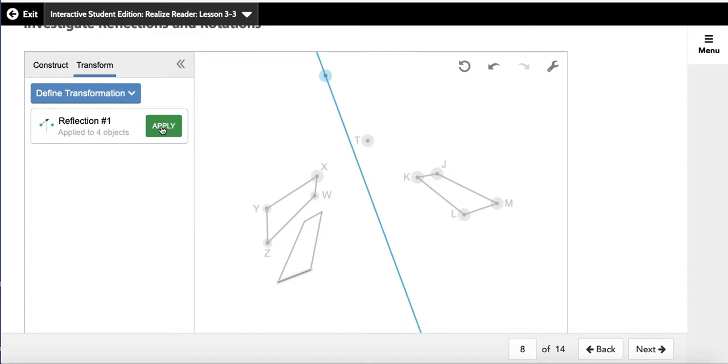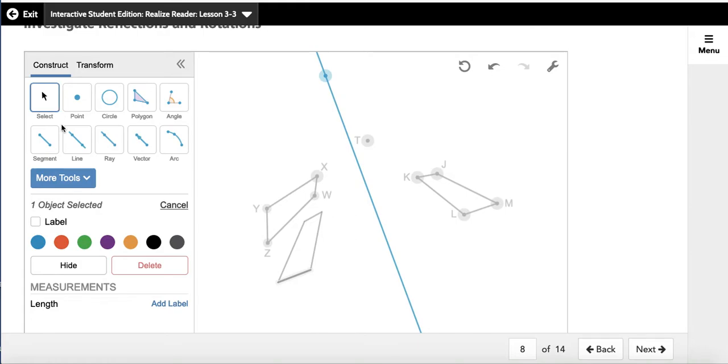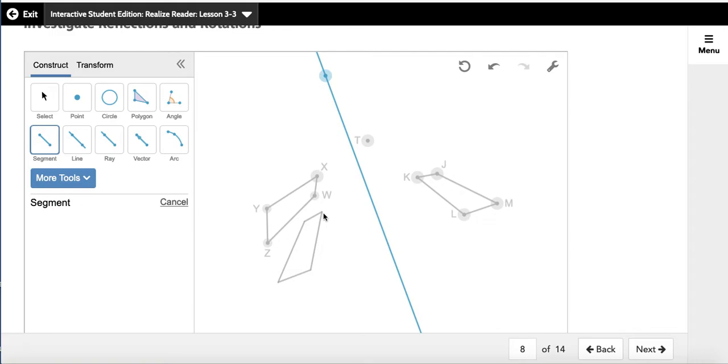Okay. Now I'm regretting that I put the line there because this is so close. Let's go back and create segments. I know this point here needs to end up matching up with that one, and this one needs to match up with this one. I don't mean segments, I mean points. And Z should pair up with this point here, and Y should pair up with that point there.